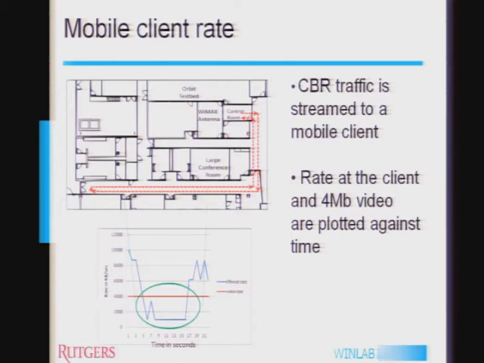Basically, you're moving along a particular well-known path, and you're recording the rate at that client for that path. And then this is the constant bitrate video that I've streamed. In this case, it's 4 MB. And now in that graph, I'm measuring the average PSNR corresponding to this video on this path.